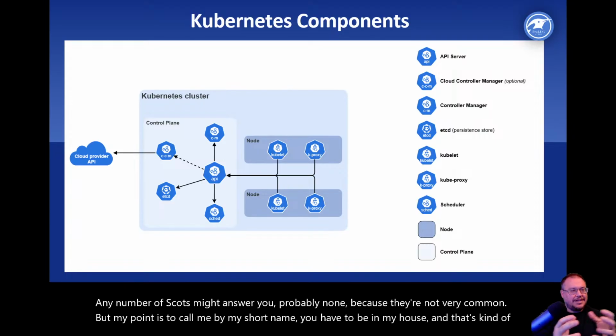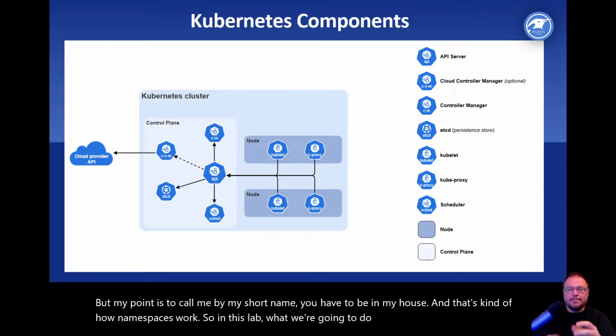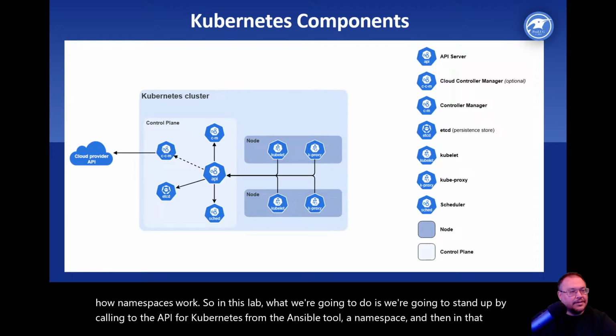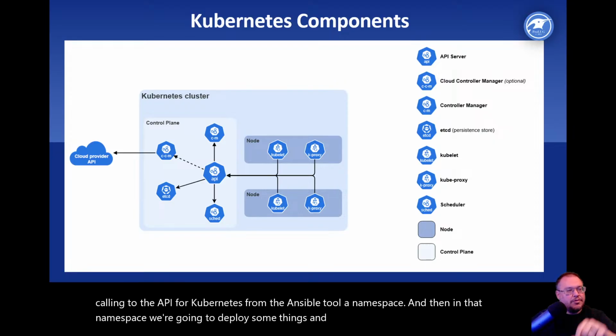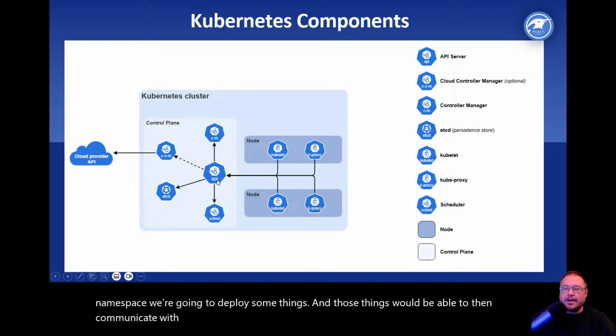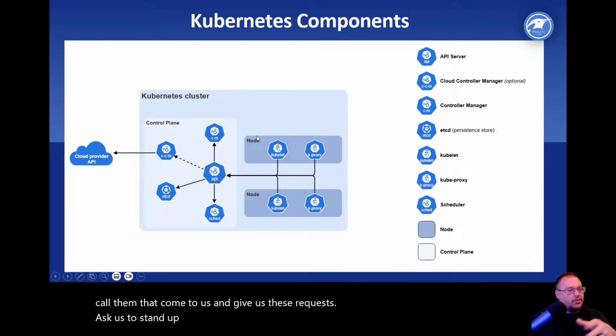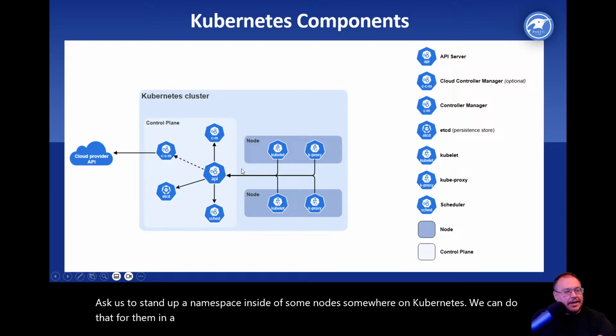So in this lab, what we're going to do is stand up a namespace by calling to the API for Kubernetes from the Ansible tool. And then in that namespace, we're going to deploy some things, and those things would be able to communicate with each other. And if our app teams or dev teams, or whatever you want to call them, come to us and ask us to stand up a namespace inside of some node somewhere on Kubernetes, we can do that for them in a kind of semi-automated fashion, right?